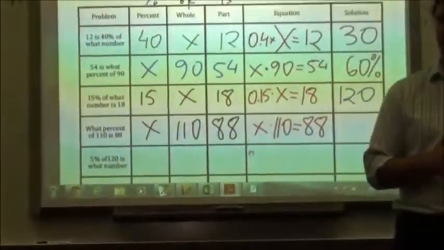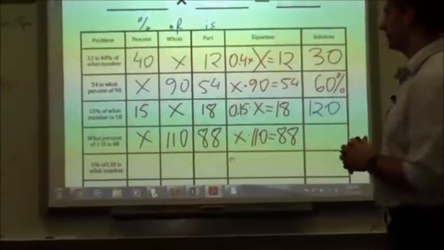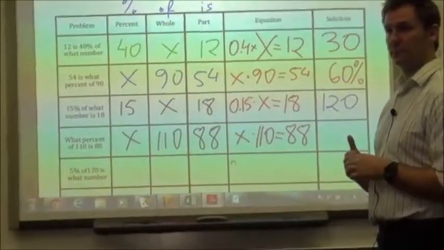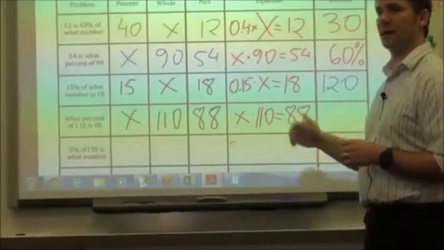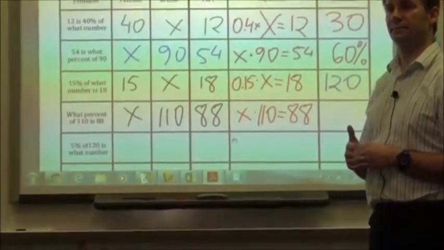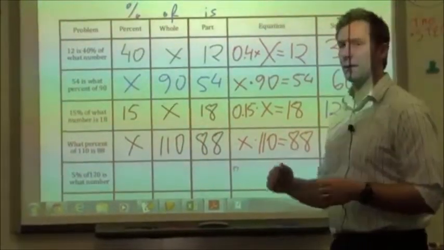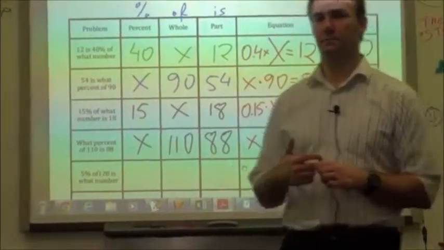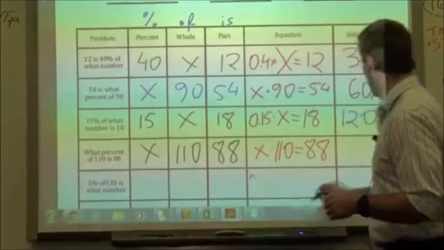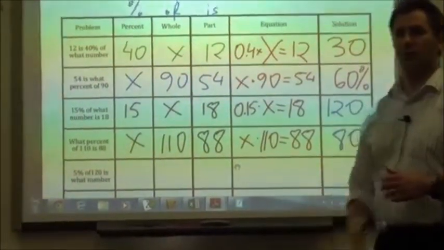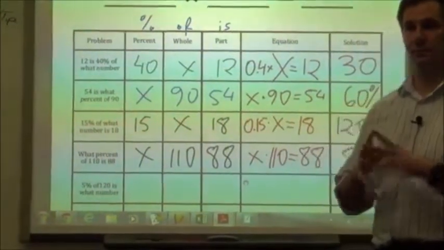What do we need to do, Christy? You need to divide both sides by 110. 88 divided by 110 equals 80%. Questions? Concerns? We good?